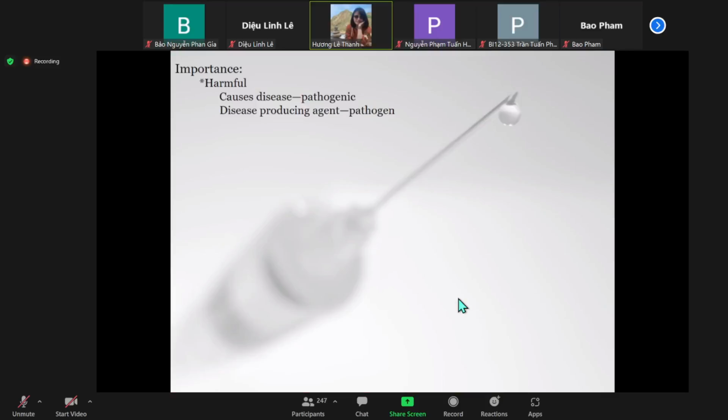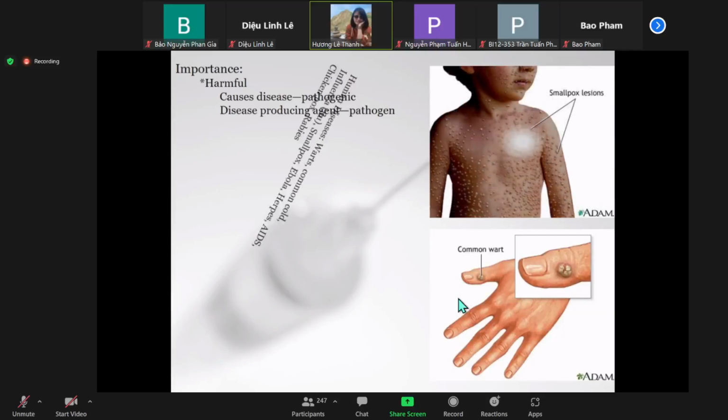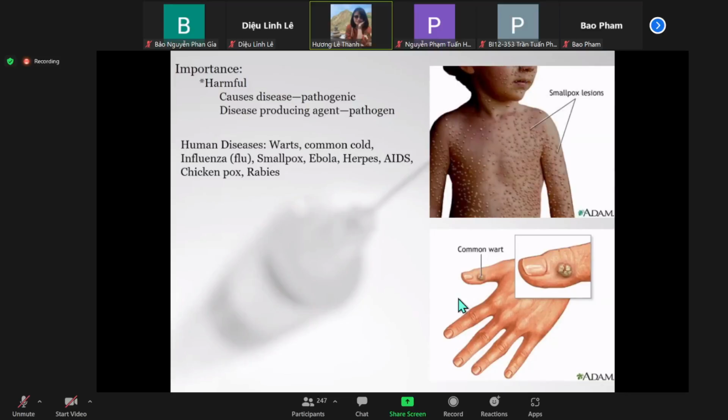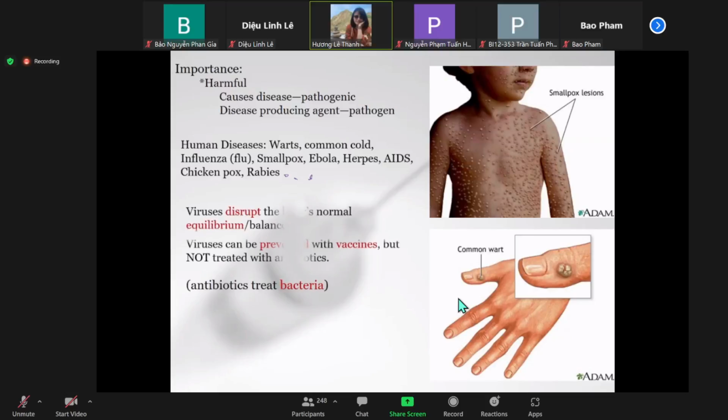And what are the roles of viruses in our ecosystem? First, they are harmful because they cause disease. They are pathogens, and we have a number of diseases caused by viruses, like the common cold, flu, smallpox, Ebola, herpes, AIDS, chickenpox, rabies, so many human diseases. We can prevent viruses with vaccines, but they are not treated with antibiotics. Antibiotics only treat bacteria.